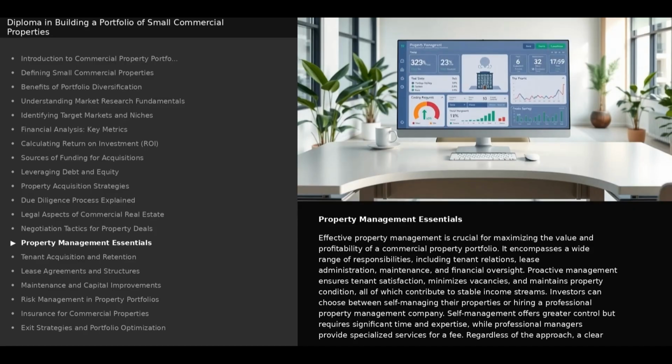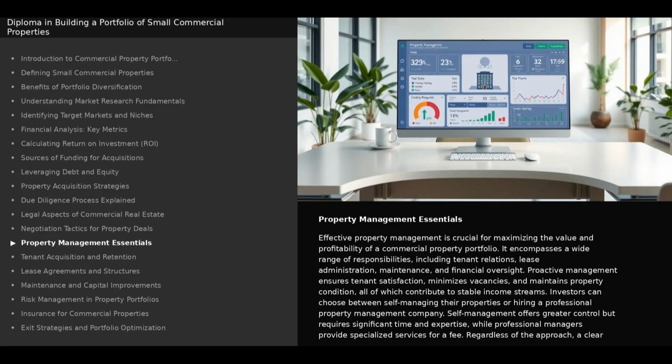Property management essentials. Effective property management is crucial for maximizing the value and profitability of a commercial property portfolio. It encompasses a wide range of responsibilities, including tenant relations, lease administration, maintenance, and financial oversight. Proactive management ensures tenant satisfaction, minimizes vacancies, and maintains property condition, all of which contribute to stable income streams.